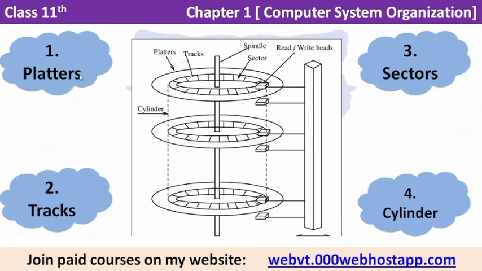Finally we can say that the platter is divided into tracks, and tracks are divided into sectors, and the sector actually stores the data, and a sector can store 512 bytes of data, and a cylinder is the set of such platters.